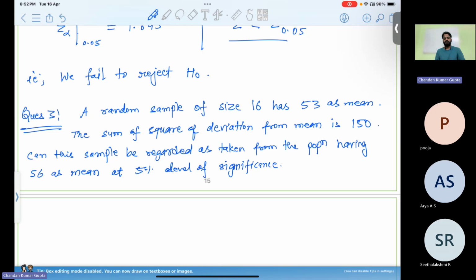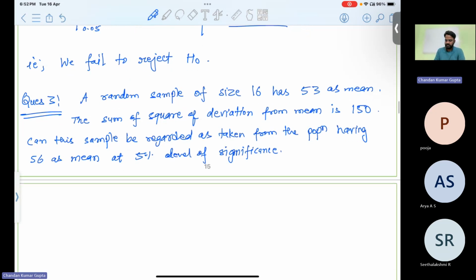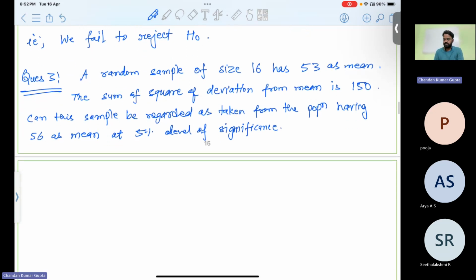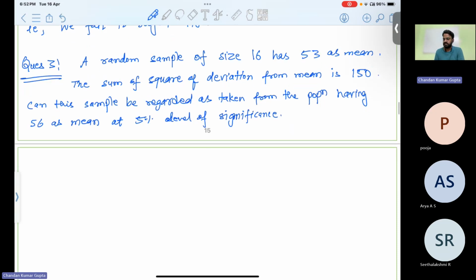Try to solve the question yourself as well. The question is, we have taken a sample of 16 and found the mean value is 53. The sum of squares of deviations about the mean is also given, which is 150. Can this sample be taken from a population that has a mean of 56 at 5% level of significance? So we need to test for the sample mean.